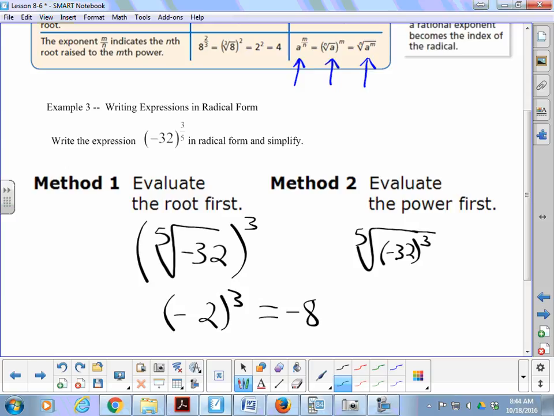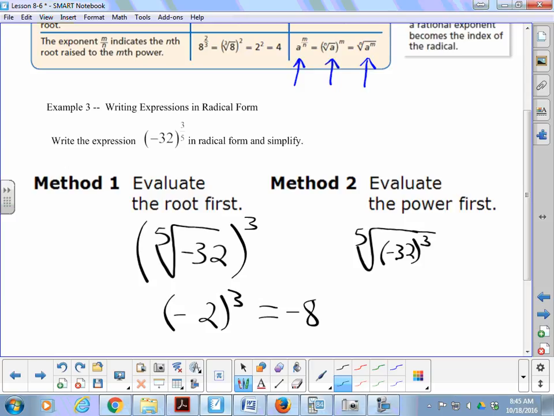And this would mean that I would do negative 32 to the 3rd power and then try to find the 5th root of that. Okay, which is more difficult because negative 32 to the 3rd is a big number. Now, reality. I can put negative 32 to the 3/5 in my calculator.